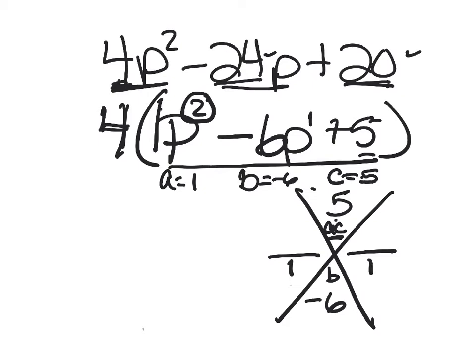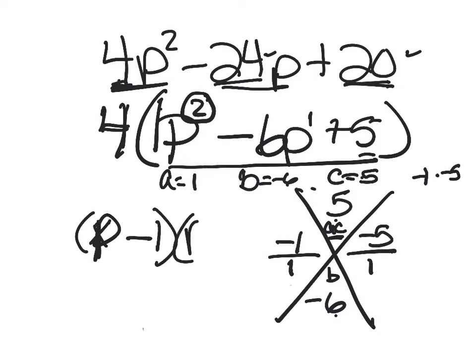All right, so the factors of 5 that add up to negative 6. So this is positive 5. So I'm going to say negative 1 times negative 5 is positive 5, and negative 1 plus negative 5 is negative 6. So that's going to be our numbers. When you divide by 1, they come out to negative 1 and 5. So we're going to have x, well, my variable was p. So p minus 1 and p minus 5.